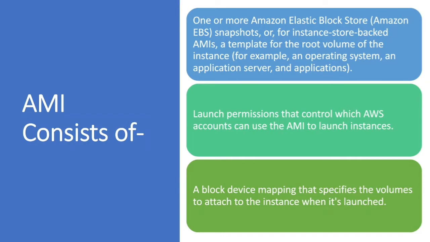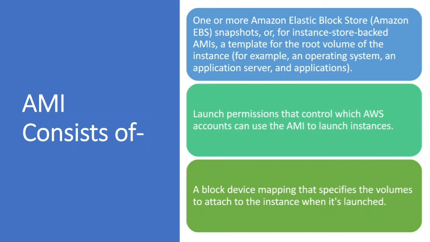The ones which are EBS backed are persistent, so if you stop your instance, then the data will be retained. Whereas with the second type, instance store backed AMIs, if the instance stops, then the data that is stored in your instance store will vanish. So it depends upon the type of instance you are launching. So first it contains the information about the root volume of your instance.